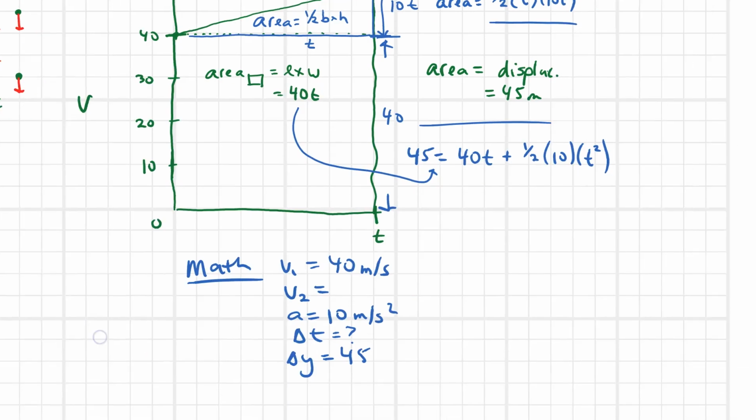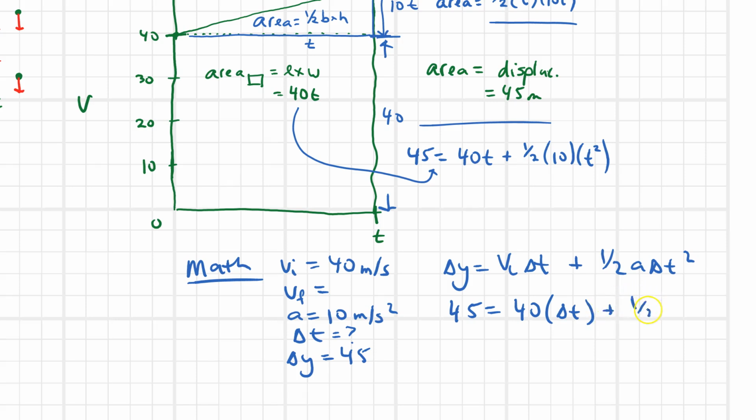So again, I'm going to use equation number 1. I'm going to say delta y is equal to v1 or VI. I switch between V1 and V2 and VI and VF. How's that? VI delta t plus 1/2 a delta t squared. So in other words, 45 is equal to 40 times delta t plus 1/2 times 10 times delta t squared. So you see that this is actually the exact same math. And now I just need to finish this off.